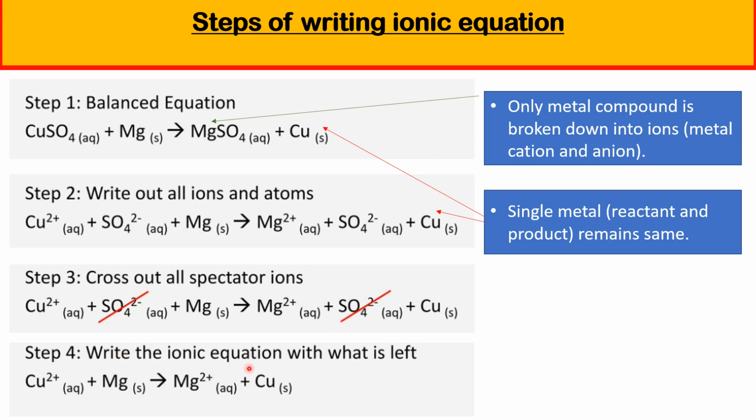Next thing is to write down the ionic equation with what is left. So what is left here is copper 2 positive plus Mg will give Mg2 positive with copper. Okay, so this is the final ionic equation of this whole simple equation.